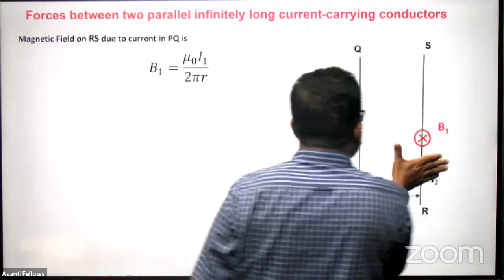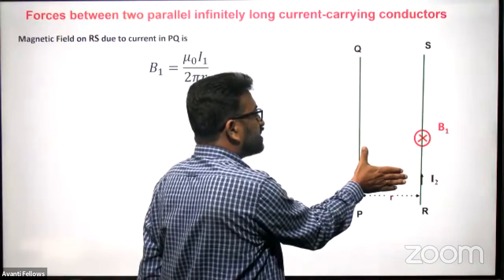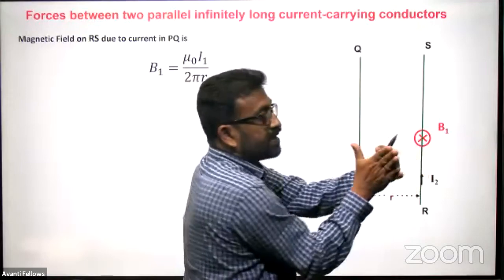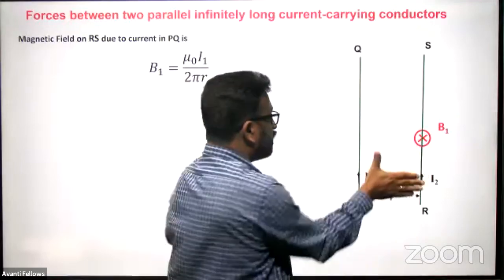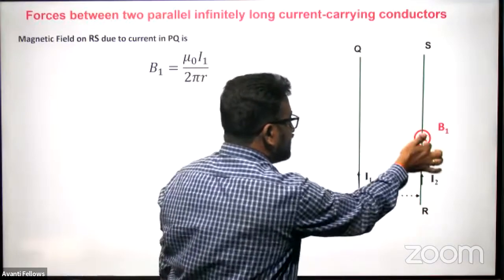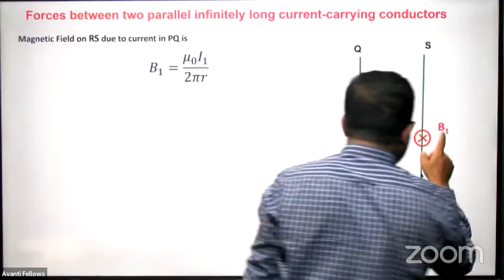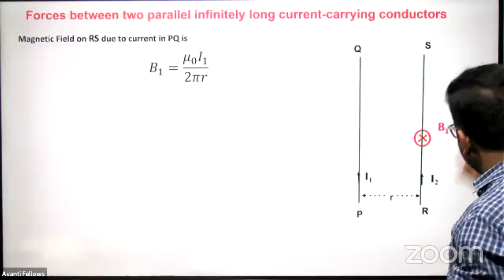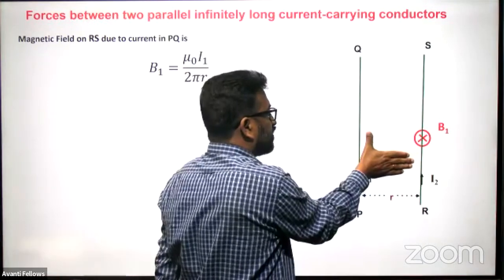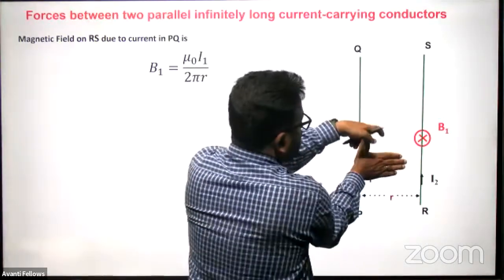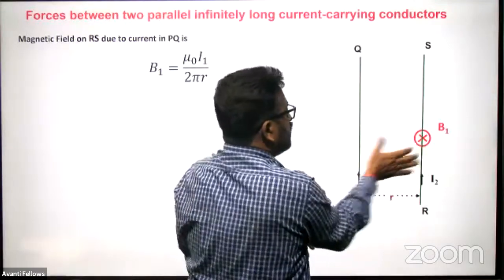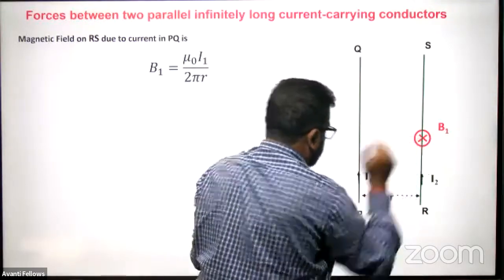Like this. Thumb indicates the direction of current. This is the distance and the direction of the palm. See, the palm is inward. So at this point, magnetic field B1 will be inward. Once again, like this. Thumb indicates the current. This is the distance and the face is inward. So magnetic field B1 will be inward.